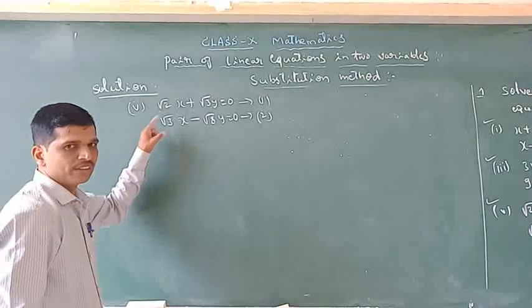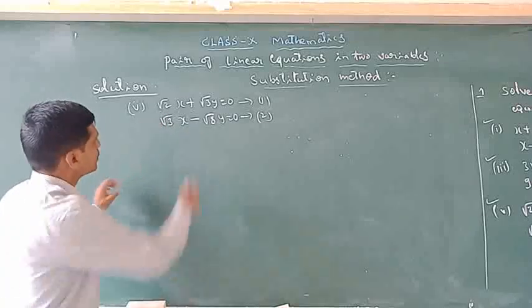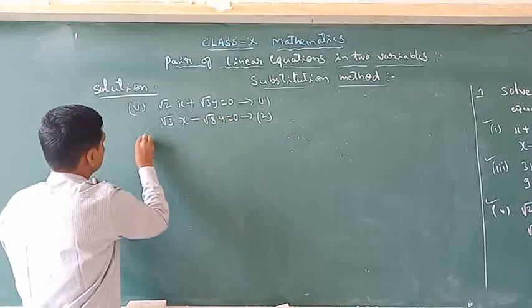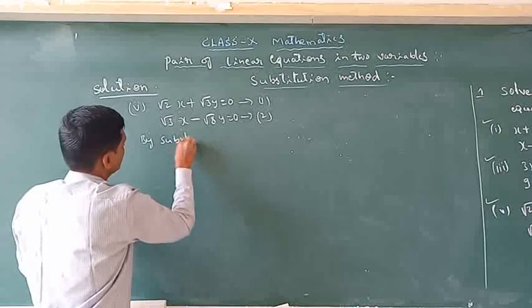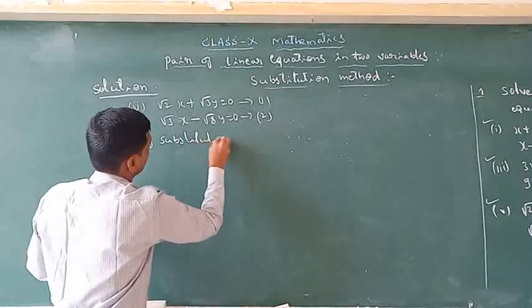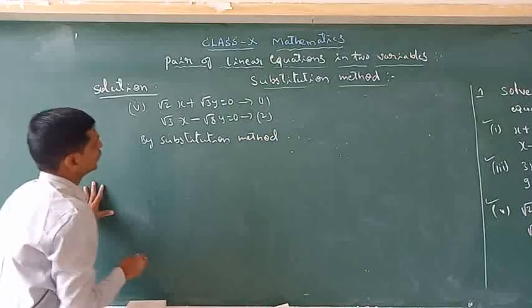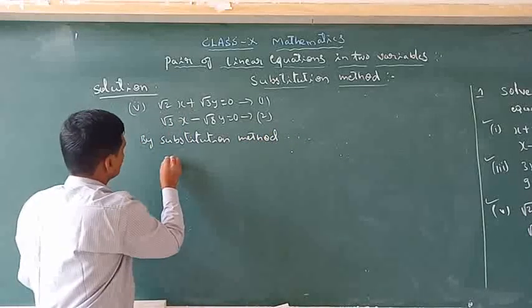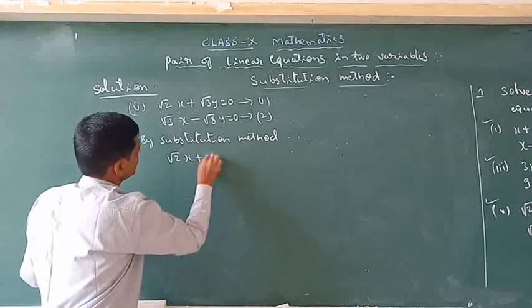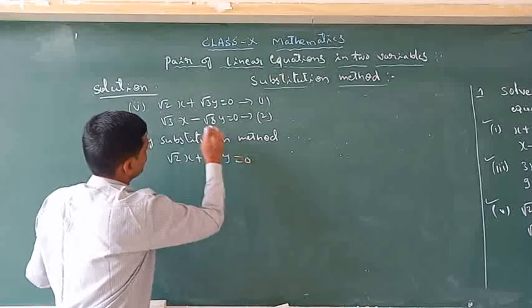Now take this fifth question. Here, number 2, by the substitution method. Okay, so take any one. Take the first one only: root 2x plus root 3y is equal to 0.